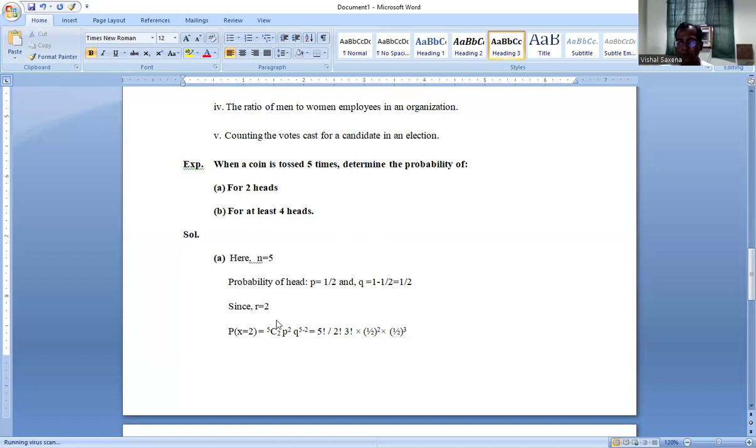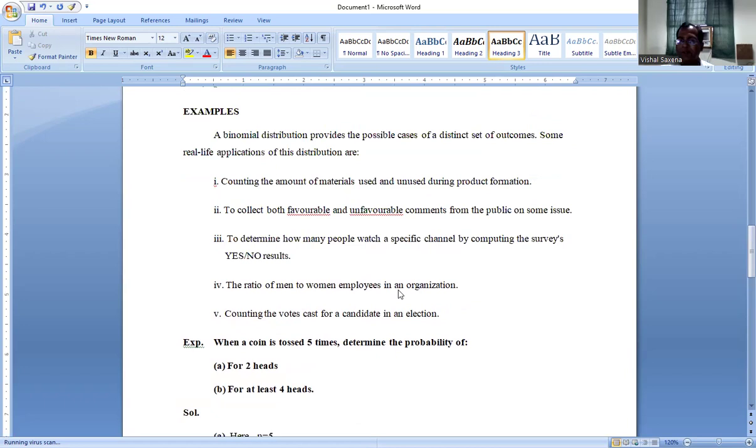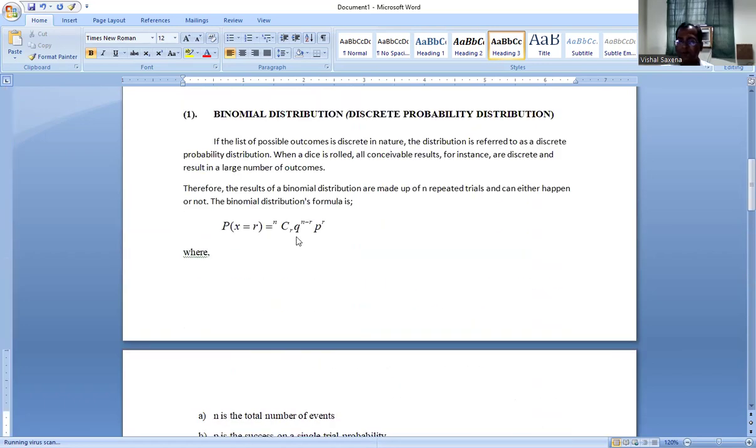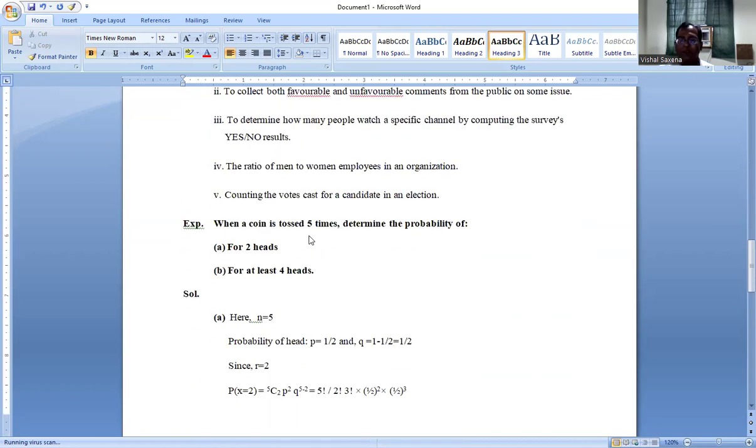The value of r is equal to 2, and therefore the probability for x equal to 2 means 5C2 p squared q to the power 5 minus 2. P(x = 2) means 5C2, and we just have to put the values in the formula written previously: nCr q^(n−r) p^r. So P(x = 2) is given by 5C2, with p raised to the power r, which is 2, and q raised to the power n minus r, which is 5 minus 2.